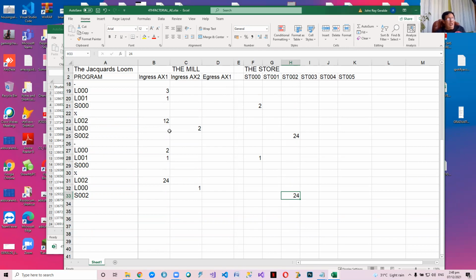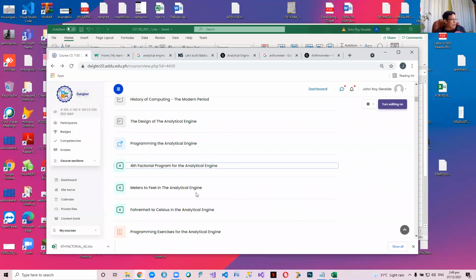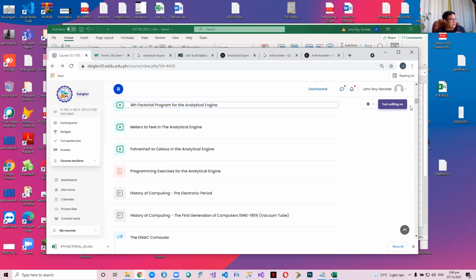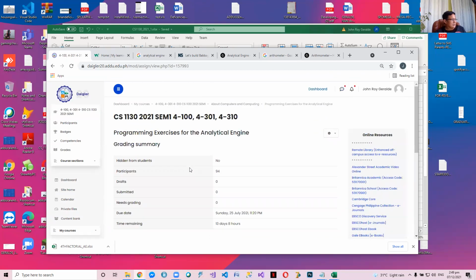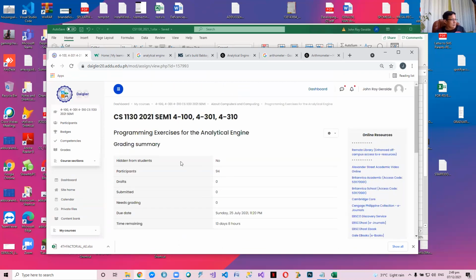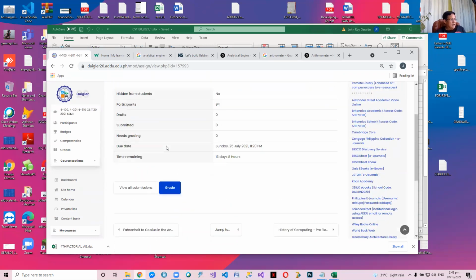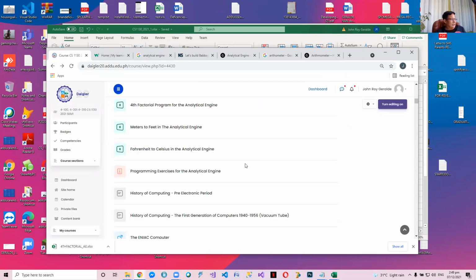You can do this yourself. You can download this worksheet in our site. Do you follow? You can download this and study it because I'm going to give you a programming assignment for the analytical engine.